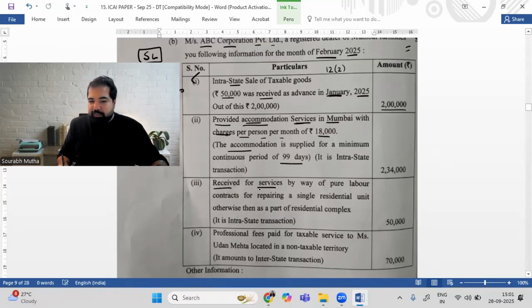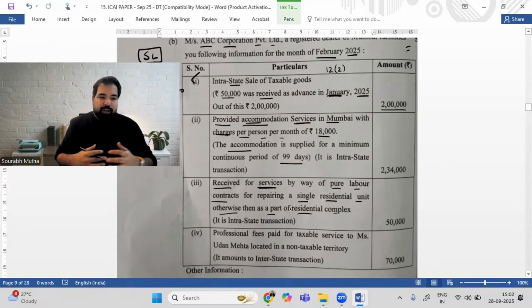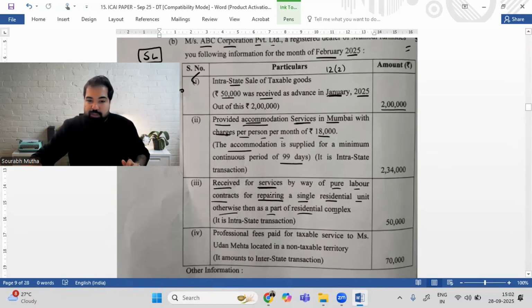Next, received for services. So you provided services of pure labor contract. If you remember, pure labor contract for single residential unit forming part of residential complex is exempt, but only when you're constructing. Example, I'm a contractor, I'm constructing a residential unit, individual, not part of residential complex. And on that labor charges, I will not charge GST. But this is not for constructing, this is for repair. So there will be GST. So this is 50,000. Again, is it intrastate? Yes. So 9% each. So this is 4,500 and this is 4,500.